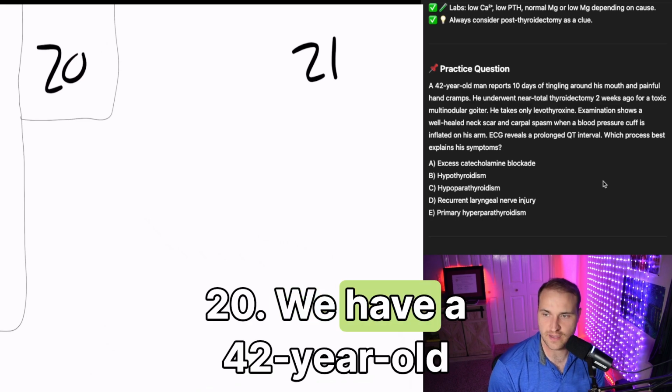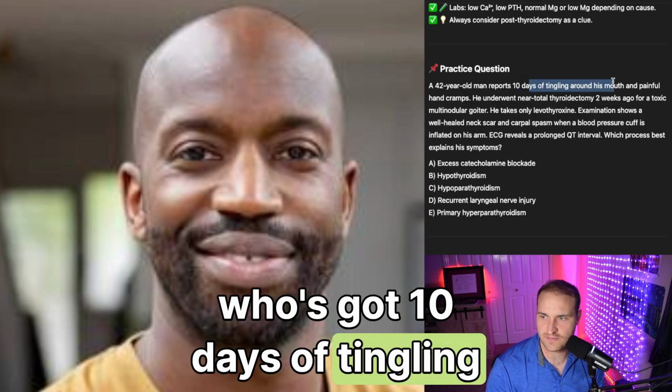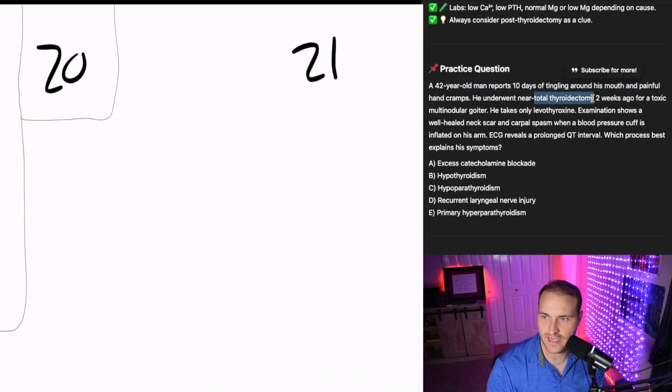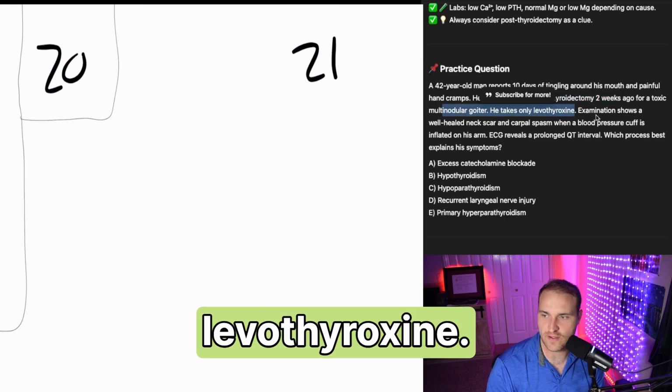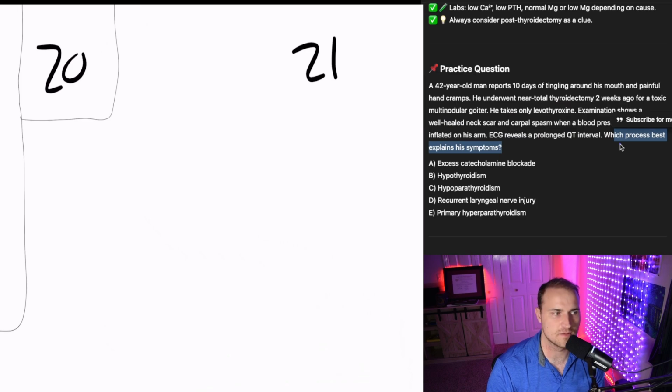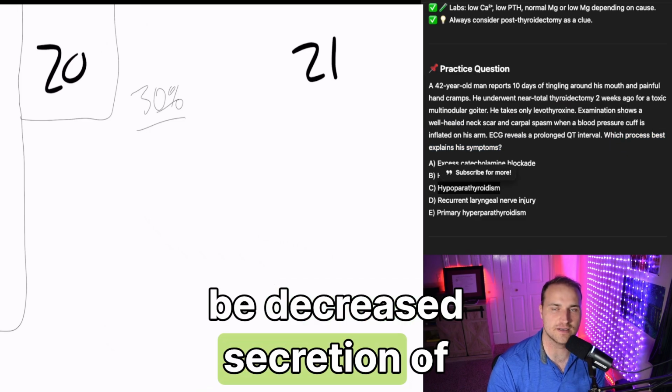Okay, 420, we have a 42-year-old man who's got 10 days of tingling around his mouth and painful muscle cramps. He had a thyroidectomy 2 weeks ago for toxic multinodular goiter. He only takes levothyroxine. And we got prolonged QT, which best explains these symptoms, that problem. It's going to be decreased secretion of parathyroid hormone.